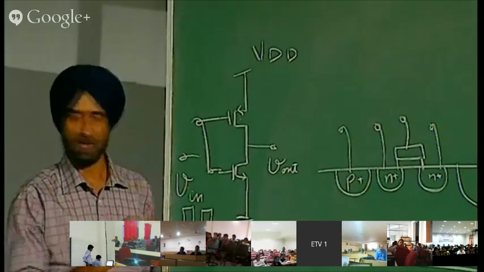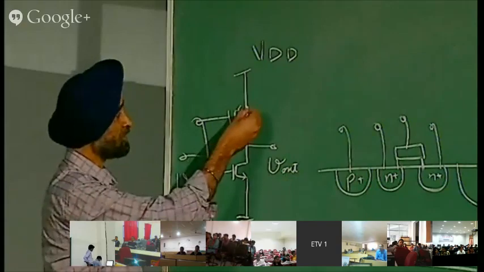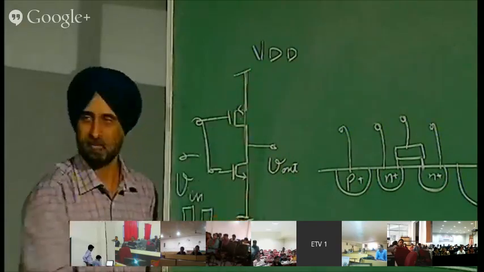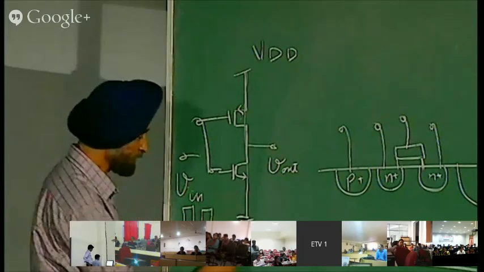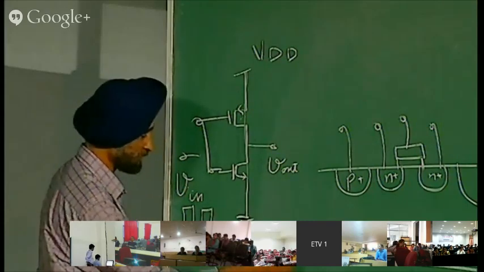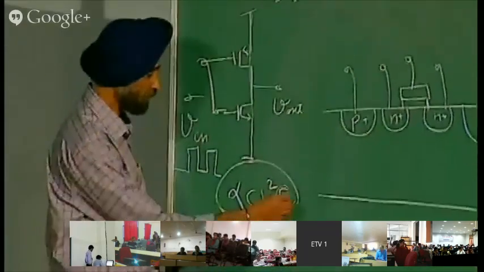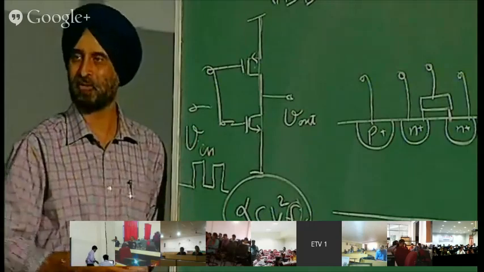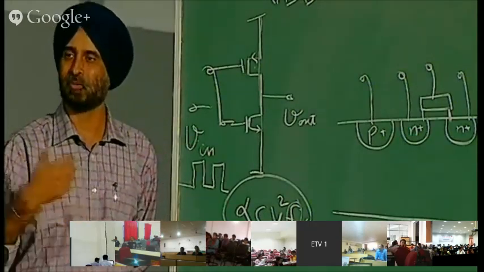Okay, and if you give a clock here, then for some small time a path is developed from here to there. So some current will flow. That power is alpha C V square F. You can write this, that is given in the books also. F is the frequency. If frequency is more, the dynamic power is more. If the circuit is fast, it eats more power.